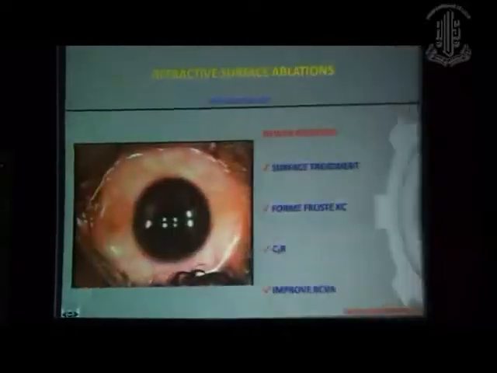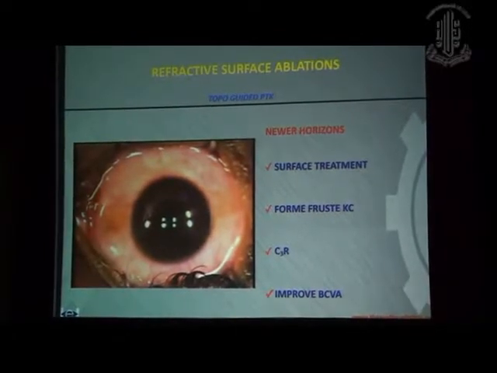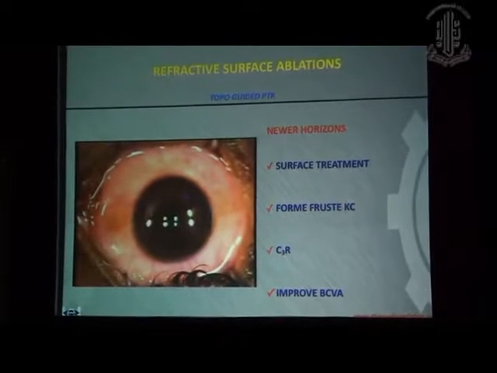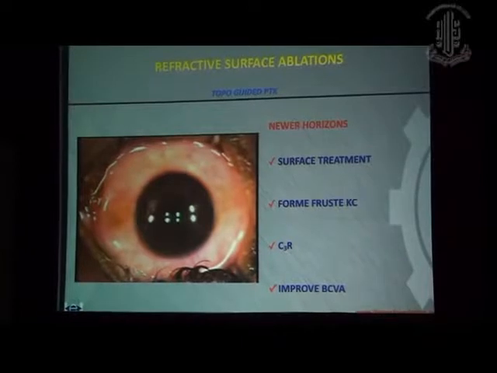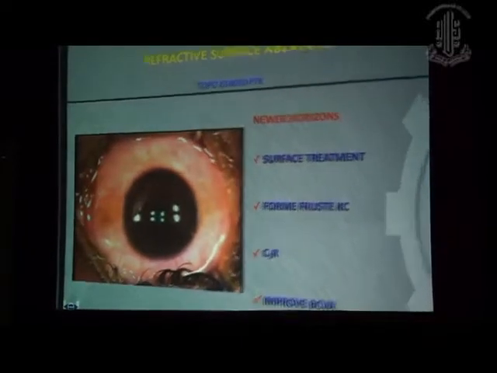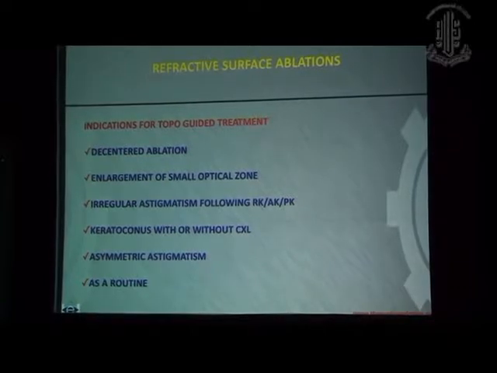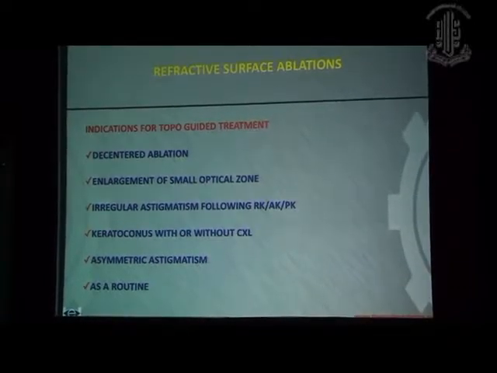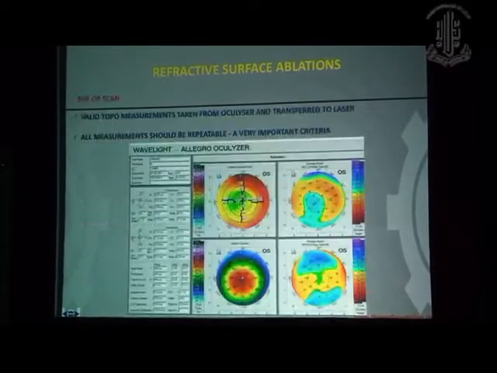Moving further on, there are new horizons which have opened up for incorporating surface ablation, the different protocols. One, you could do a surface ablation and topographic neutralization in a keratoconic cornea, combining it with cross-linking, which we started doing. And there are n number of indications where you are regularizing the cornea with topo-guided treatment. I'm sure some of the audience have already been there. I'm just showing one or two examples.